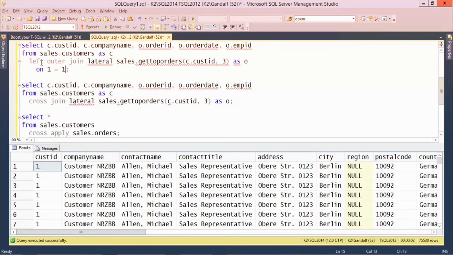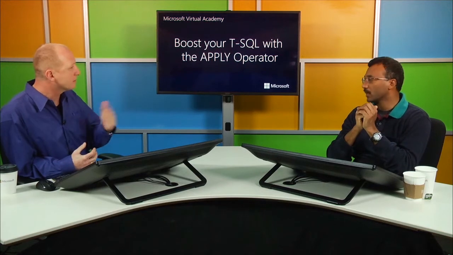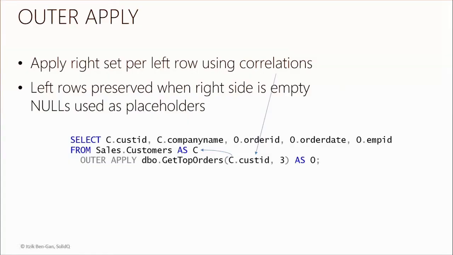Basically in the standard it's defined as a table reference, whereas we implemented it as an operator. So I guess that's probably where the difference comes from. All right, so it's still quite easy to migrate. It's pretty straightforward to transform the syntax. So this would be the outer apply operator that basically adds a logical phase to the cross apply operator where we preserve the left rows even if we didn't get any matches back from the right side.